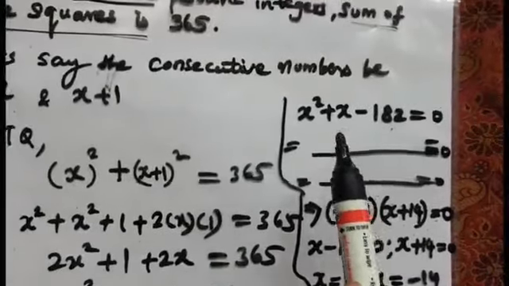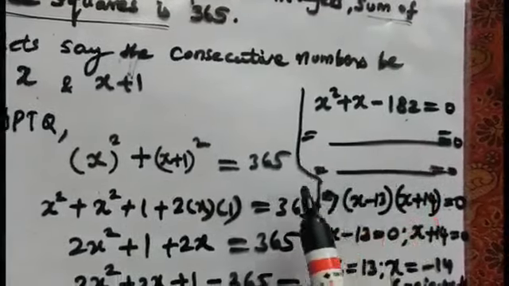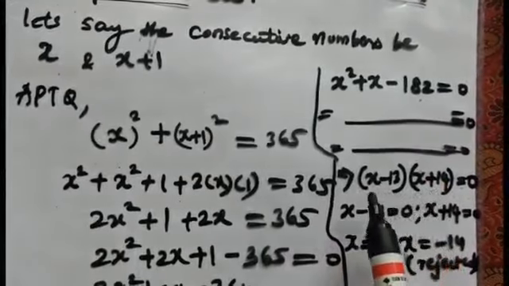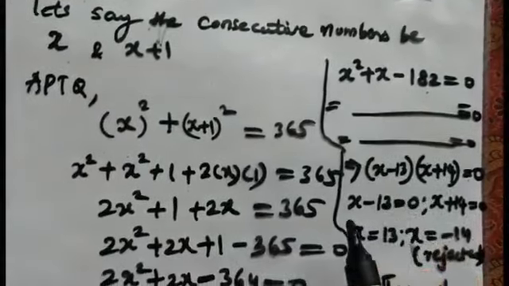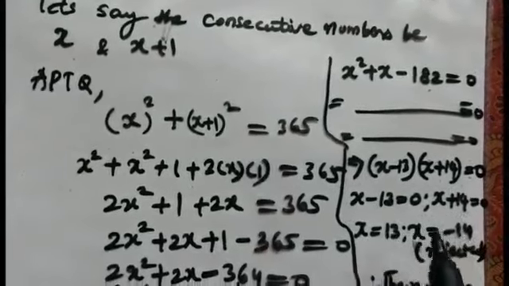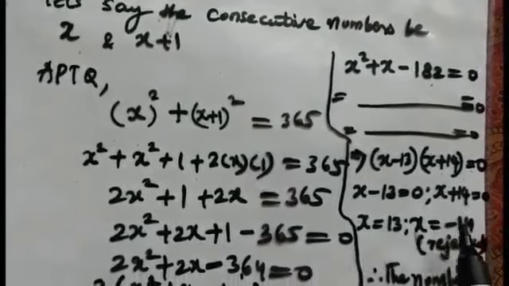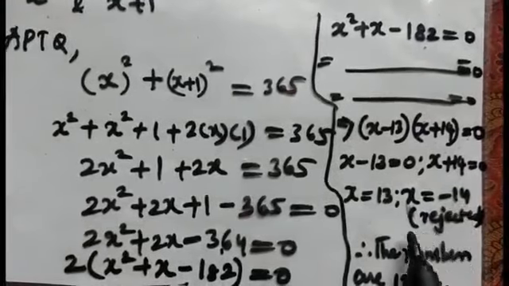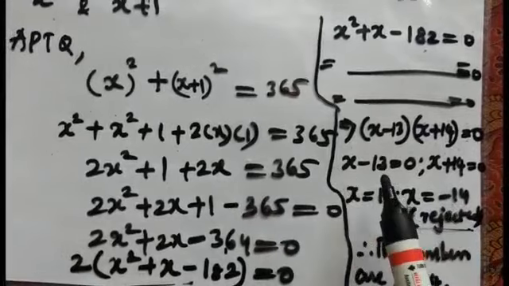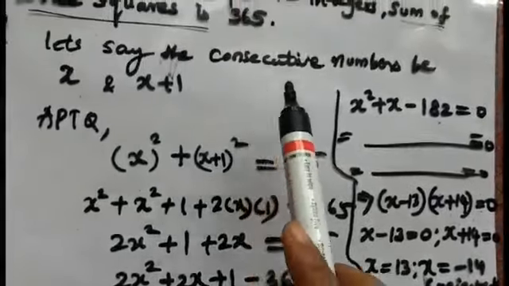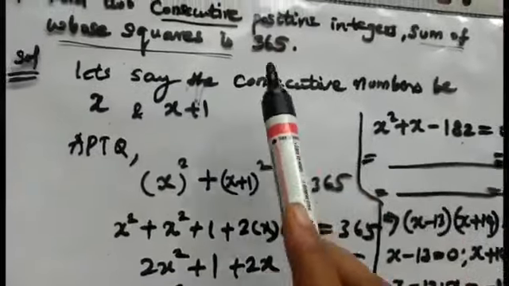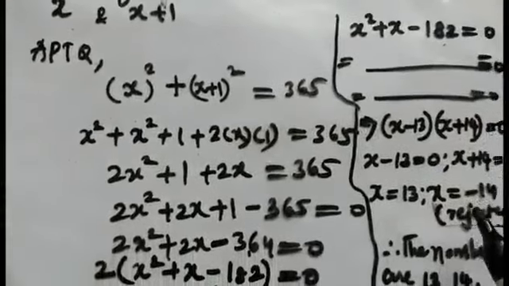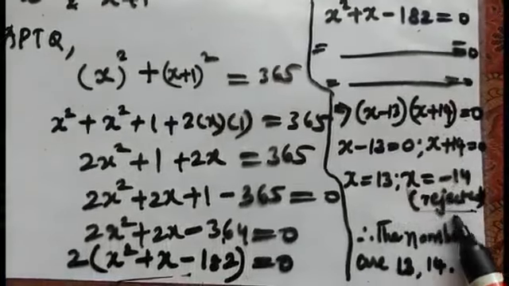So once we get the quadratic equation, this part I am leaving for you all as homework. On factorization, we should get x minus 13 into x plus 14. So you are equating both of them to 0. We get x equal to 13, and here we will be getting x equal to minus 14. Now why have I written here rejected? Because x was assumed as a positive consecutive number, right? Here you can see in the question, positive integer. So it is obvious that x equal to minus 14 is of no use. So you will be writing it as rejected.